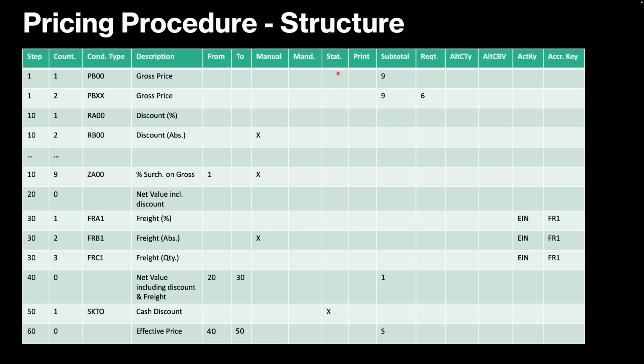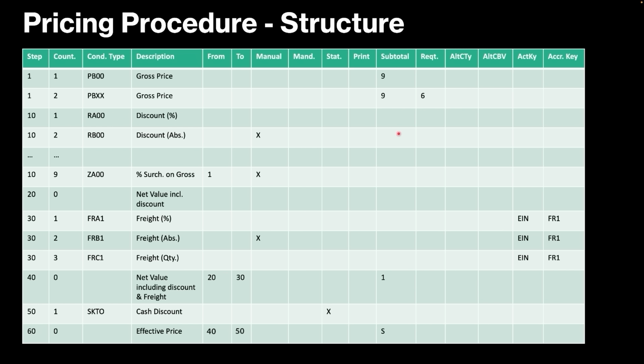Then you have this column called statistical. Now, as we have discussed, the net price is calculated by adding the basic price with discounts and surcharges. Any discount or surcharge that you mark as statistical will not be considered to calculate the net price. And you can see this cash discount is marked as statistical. So although this is a discount, since we have marked this as statistical, this particular condition type will not be considered to calculate the net price. Then you have this print indicator through which you can print that particular condition in the output.